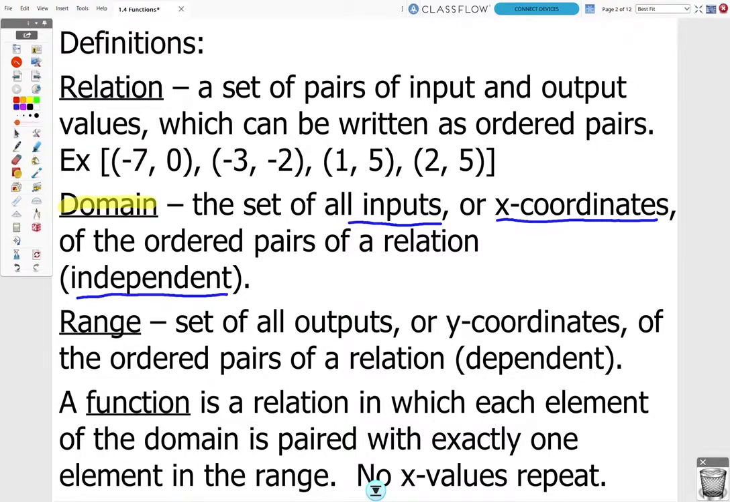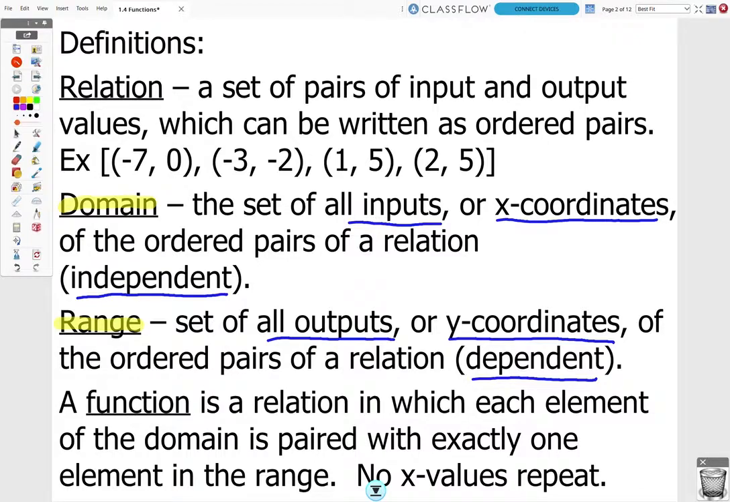Then from those domain values, we have the range, or as we often call it, the result of those input values or the output values. In our terms, we look at it as the y values of that relation, and it is dependent on the input. Can't get a y value in functions until we know what the input value is. We put something in, we get a value out in return.